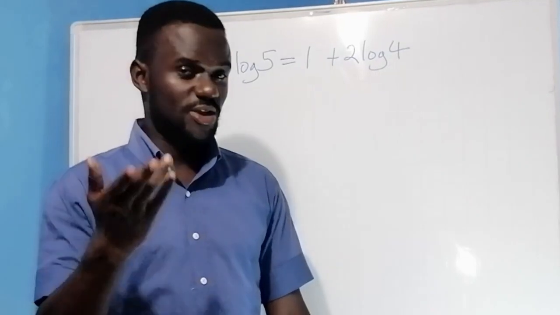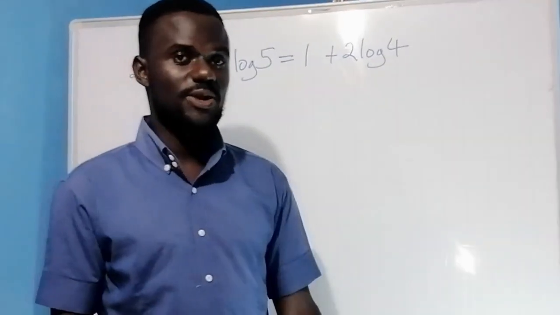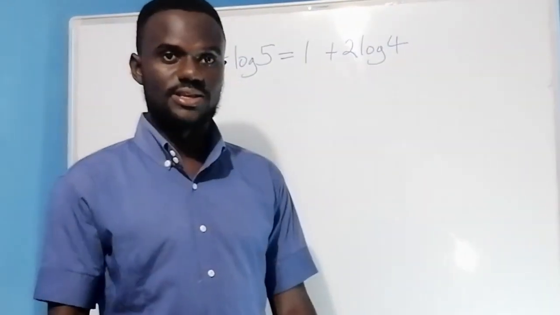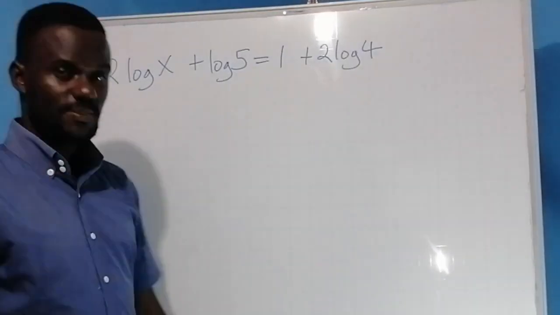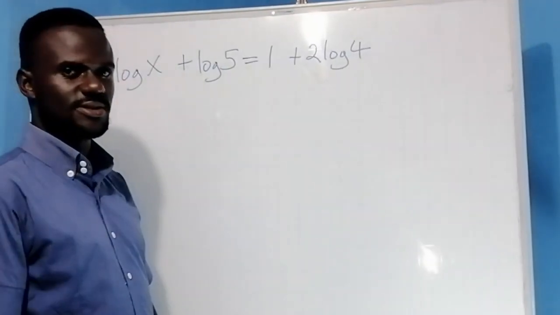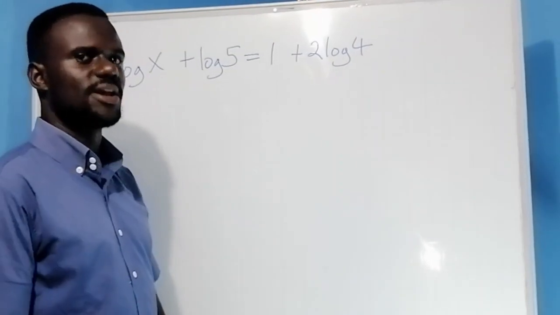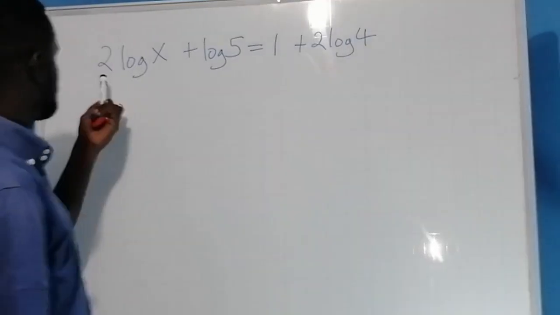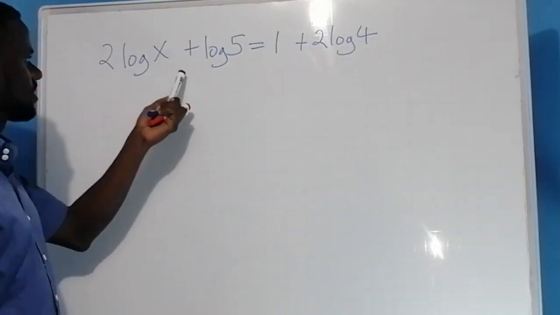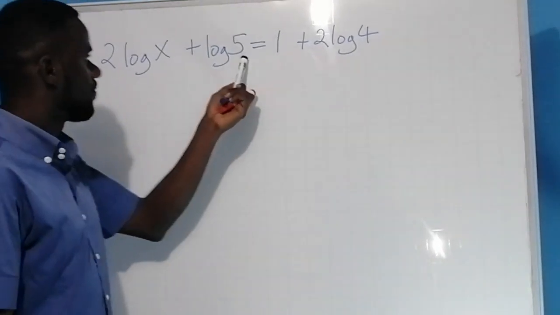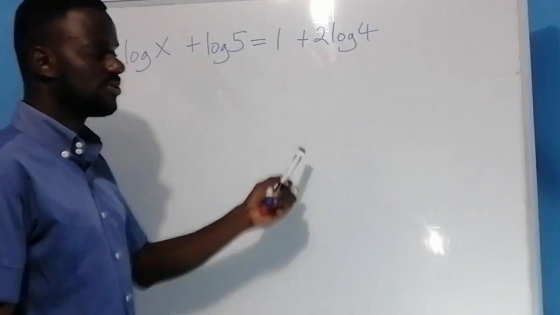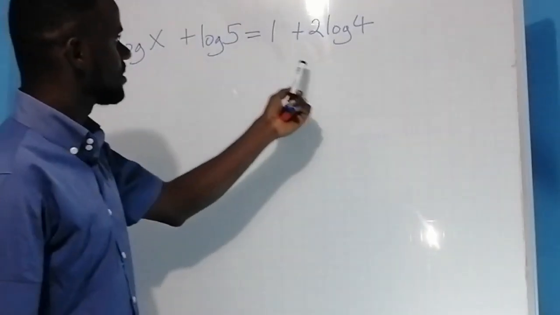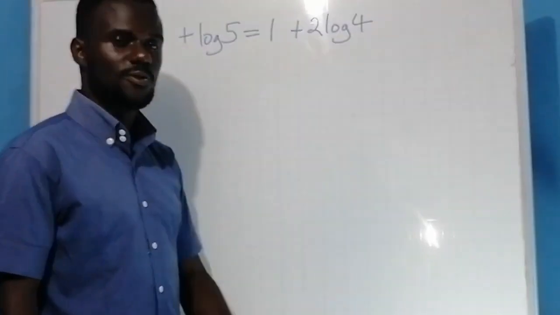Today we are going to handle a topic, and that topic will be further logarithms. On the board here is a sample question on further logarithms. Further logarithms is a topic in Form 3, so I hope all of you are well familiar with it. 2 log of x plus log of 5 equivalent to 1 plus twice log of 4.